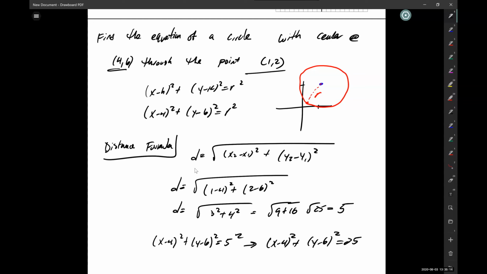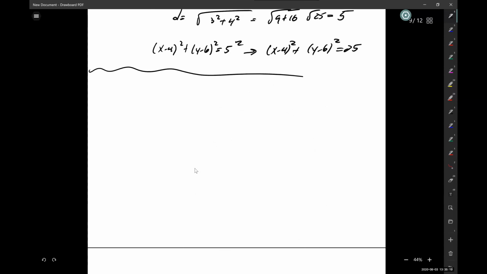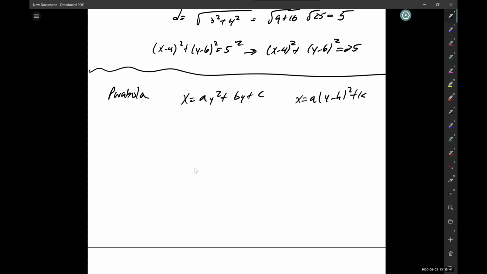Okay. That's more or less everything we wanted from the circle. Next up, the parabola. We're going to be looking at parabolas that are horizontal, which means we're either looking at things that look like this, or something like this. So the standard form and the vertex form, and we'll do an example of both of these.